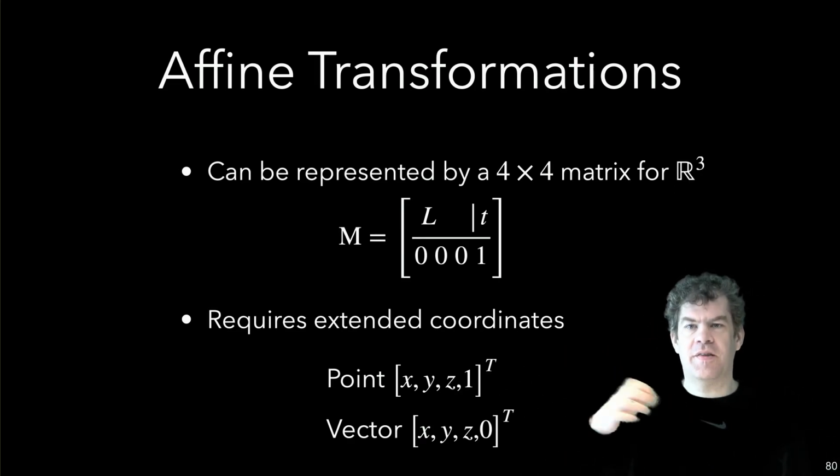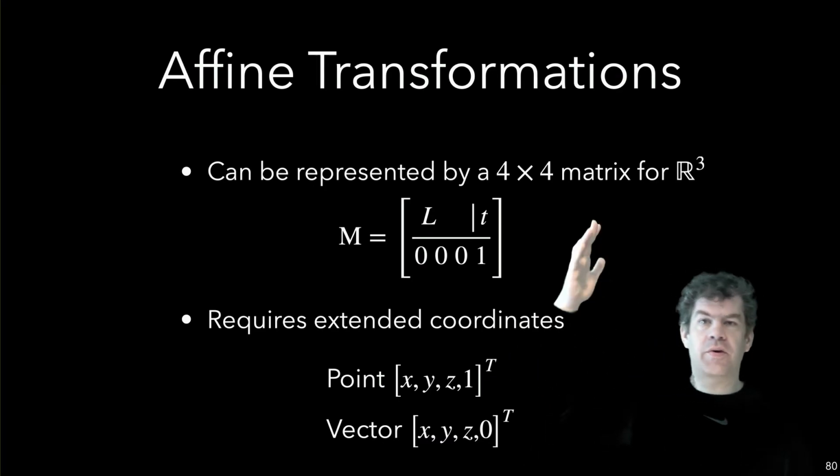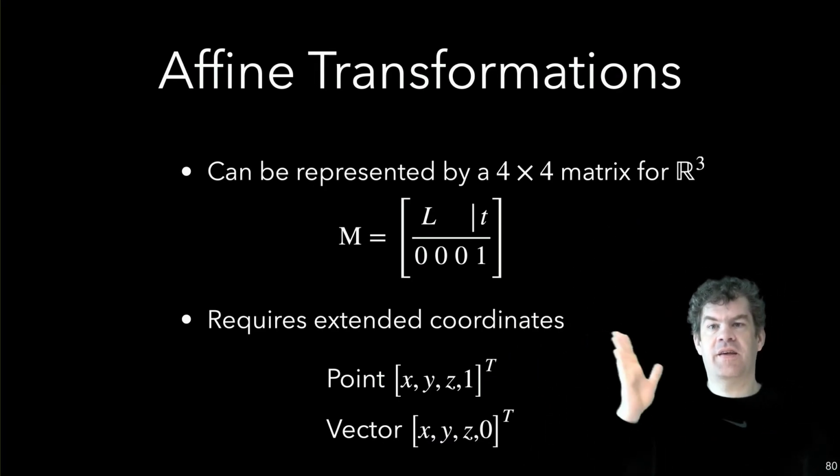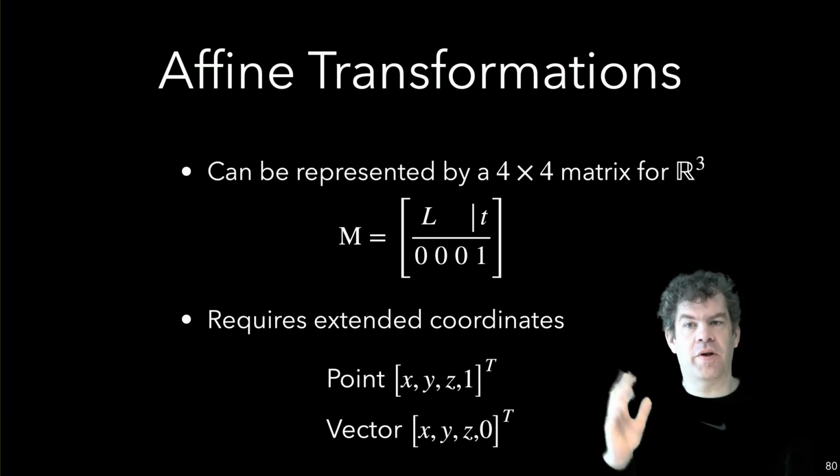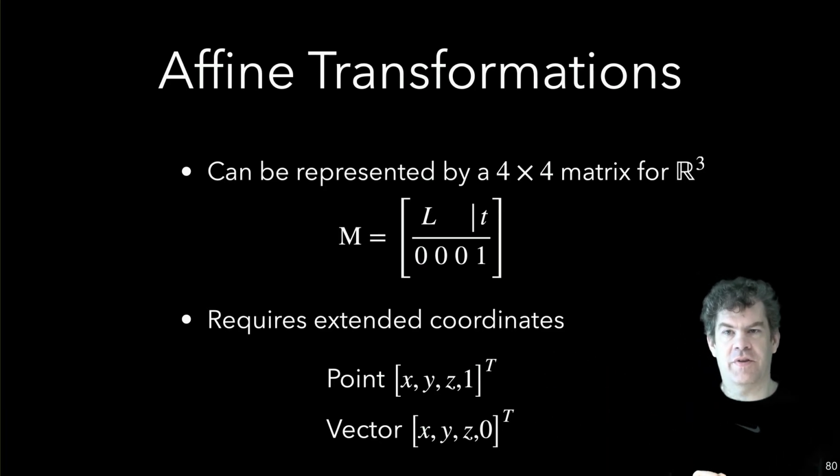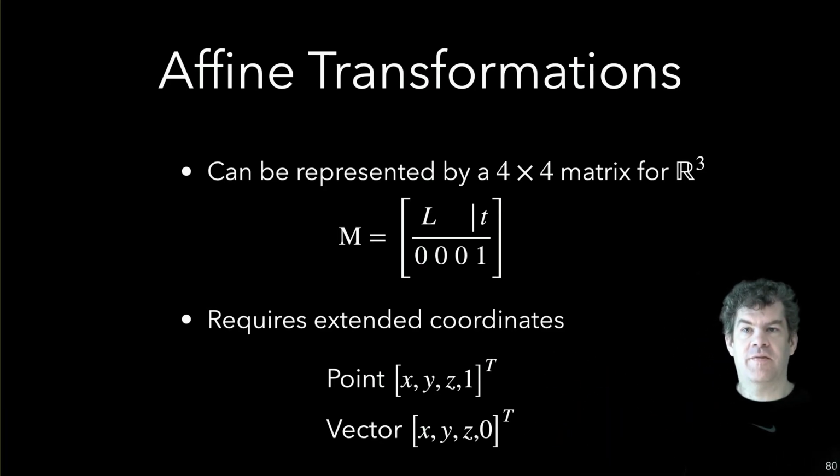We don't look at xyz5 or xyz34.8. We just look at xyz1, at least if we're talking about points. We treat the vectors a little bit differently. That's where we look at xyz0.